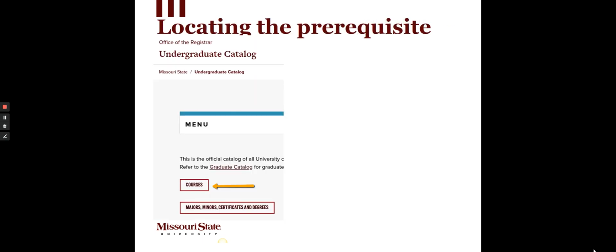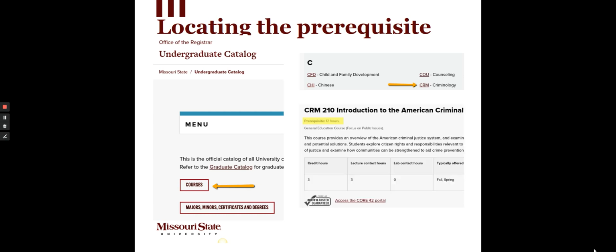You can find your prerequisites by going to the Undergraduate Catalog online and looking at courses. So for example, if I was interested in enrolling in Criminology 210, I can choose to look at Criminology and then look at that specific course, and there I can see the prerequisite is listed. That's 12 credit hours completed before I enroll in Criminology 210.